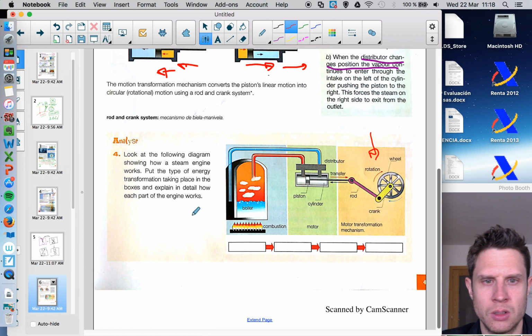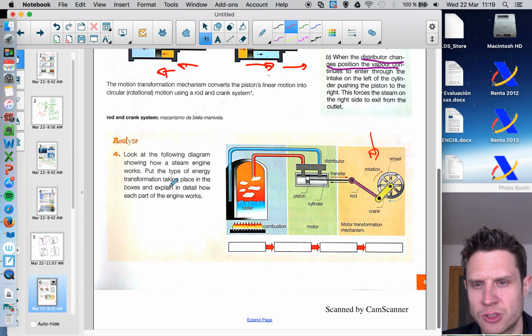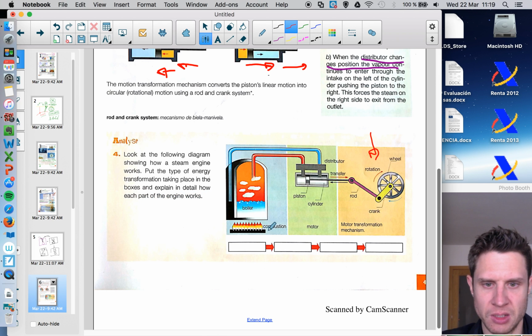Now, look at the following diagram showing how a steam engine works. Put the type of energy transformation taking place in the boxes and explain in detail how each part of the engine works. The boiler, combustion. So we transform some kind of energy into another, and this, and this, and this. Okay, we will do this in class.